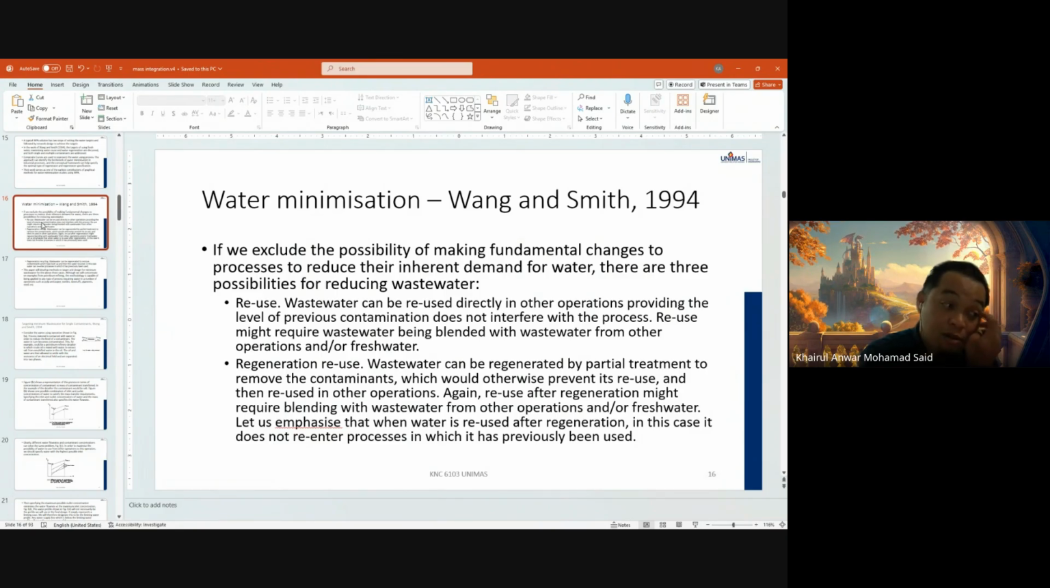So the core concept is three recovery pathways. And again, this is for the mass transfer based approach. Let me introduce this mass transfer based approach.